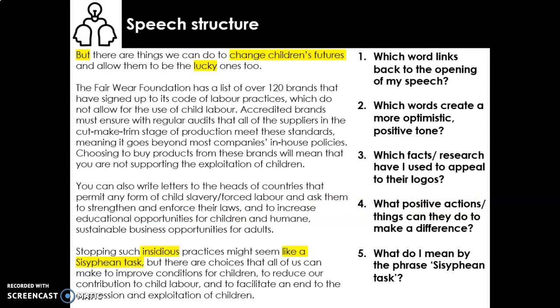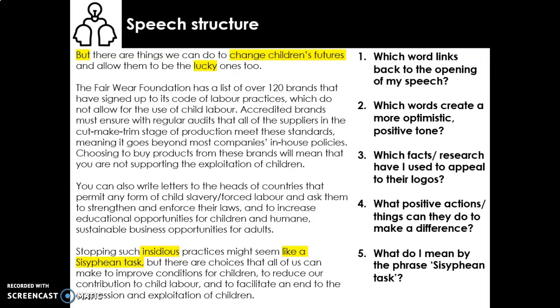But there are things we can do to change children's futures and allow them to be the lucky ones too. Now, remember, when we choose our topic sentences, sometimes it's good just to be really obvious what we're doing. So if you were writing a paragraph for your falling action section, you could say, but there are things we can do to change plastic pollution, but there are things we can do to change the way women are paid in sport. So never be afraid to be really clear at the beginning of a section, signaling to the reader what you're doing. Okay? And allow them to be the lucky ones too.